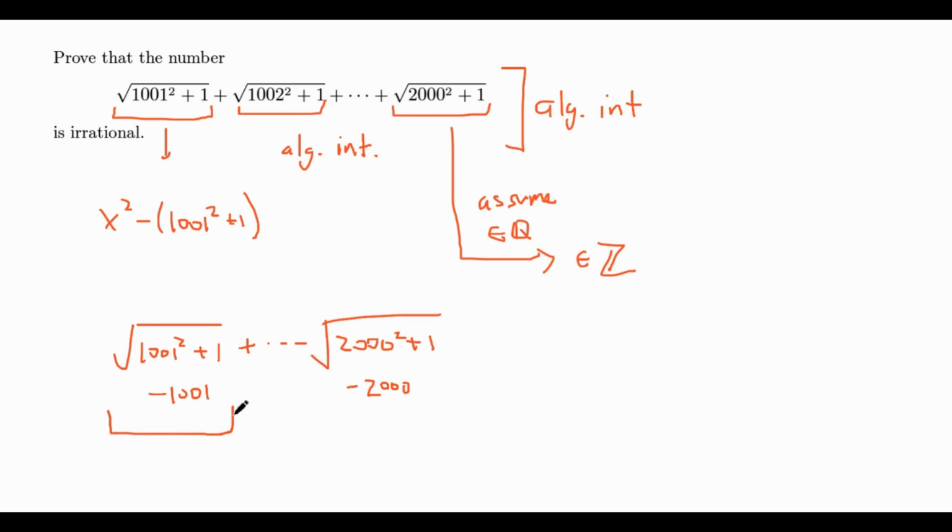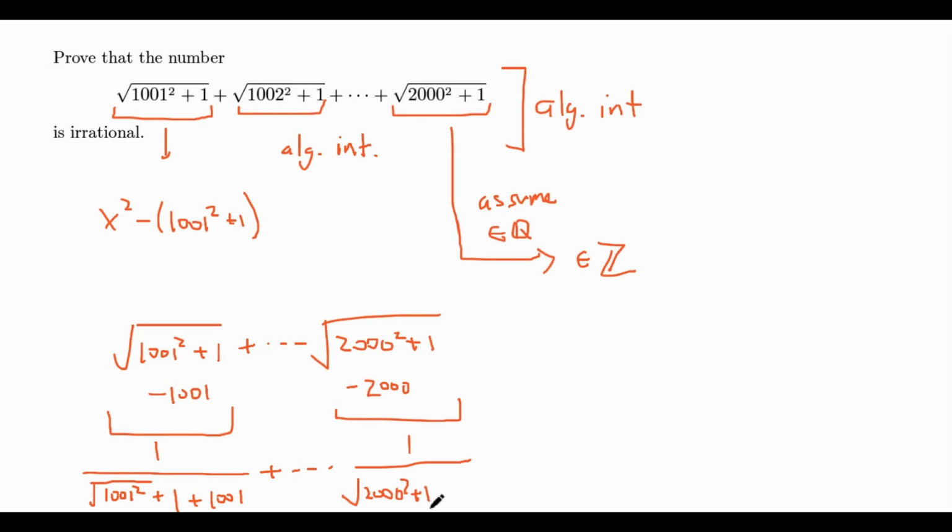Now we can actually simplify this part if we unrationalize the denominator, kind of like the opposite of rationalizing the denominator, and get that this thing is equal to 1 over (the square root of 1001 squared plus 1, plus 1001). And this part equals 1 over (the square root of 2000 squared plus 1, plus 2000). And clearly this thing is greater than 0.